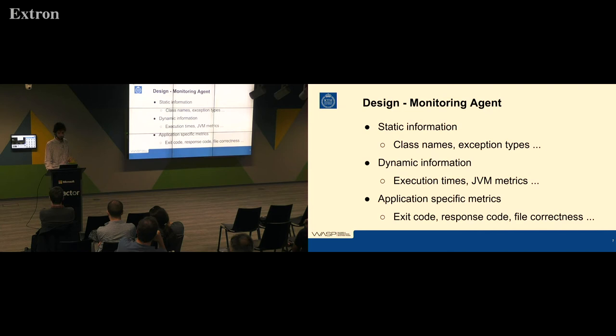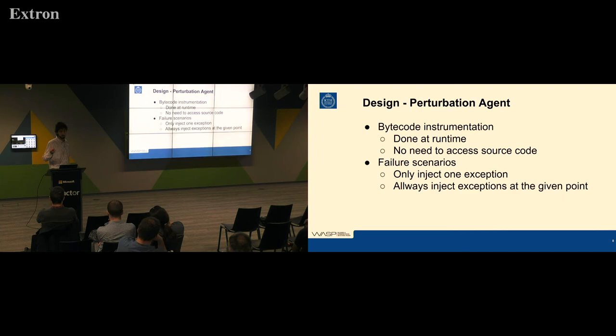Now, the perturbation agent. We want to inject exceptions. So we do some bytecode instrumentation at runtime to be able to inject exceptions. And there is a listing after to show you this. And this is a listing.